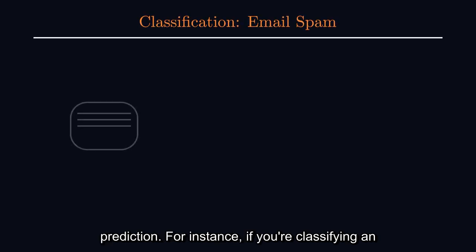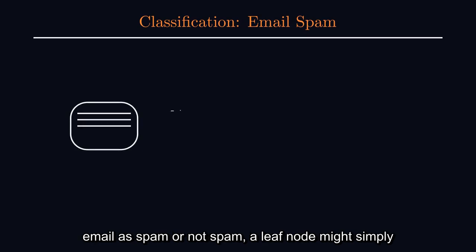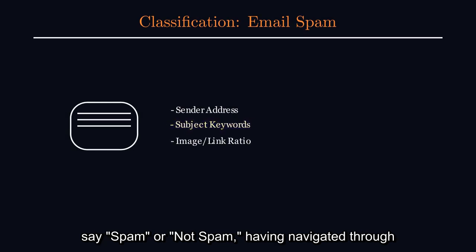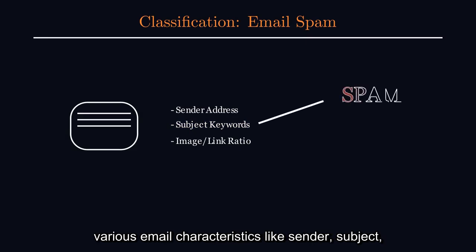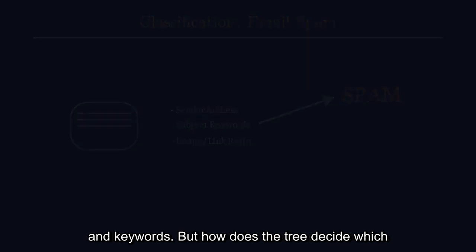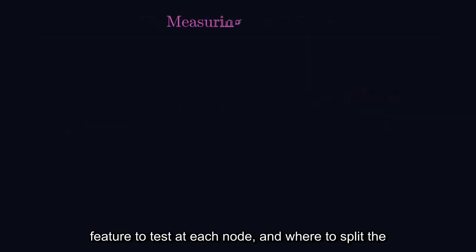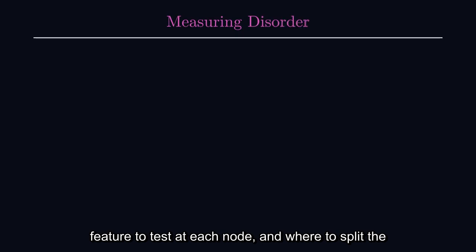For instance, if you're classifying an email as spam or not spam, a leaf node might simply say spam, or not spam, having navigated through various email characteristics like sender, subject, and keywords. But how does the tree decide which feature to test at each node, and where to split the data?